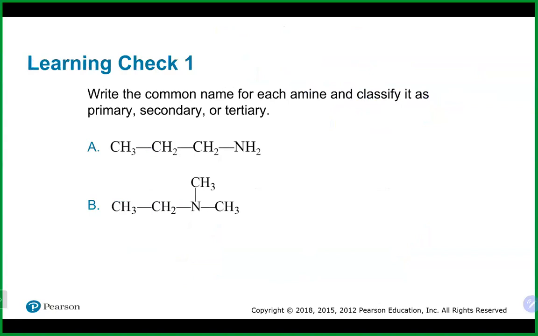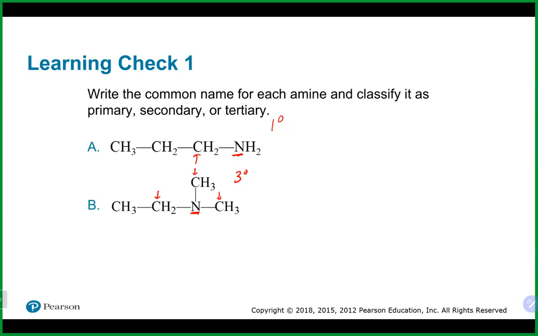All right, so why don't you give the name for each of these, the common name, and also the classification, primary, secondary, or tertiary. Okay, let's take a look at the classifications here. Remember, when we're classifying amines, we are looking at the nitrogen and how many carbons are directly attached to it. So in this case, that should be a primary. Here we would be looking at the nitrogen, and again, how many carbons are directly attached to it. And in this case, it is a tertiary. Any questions on that?